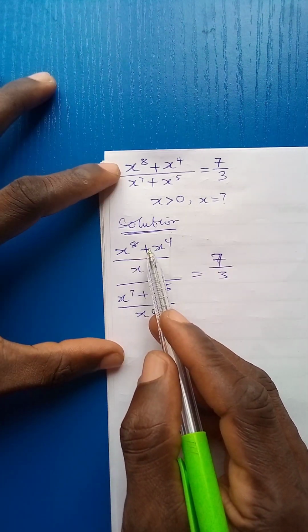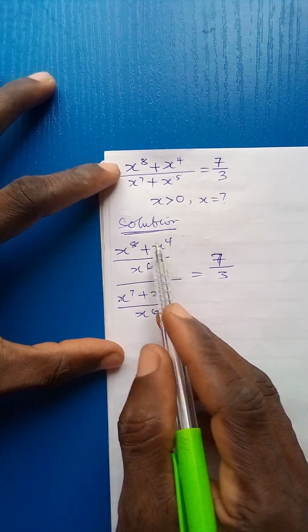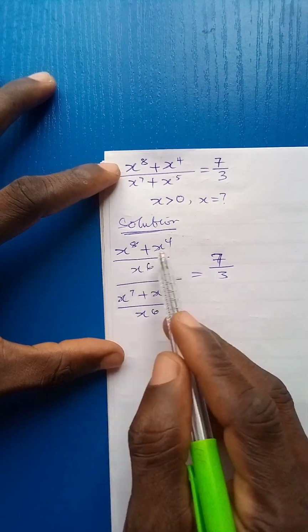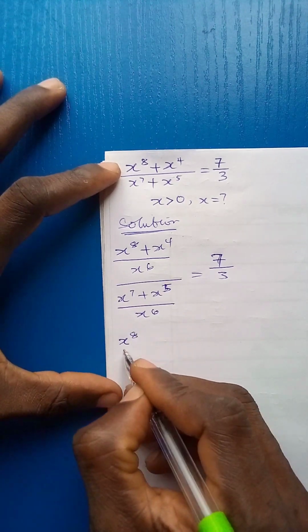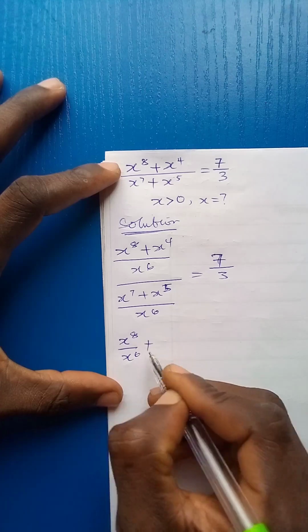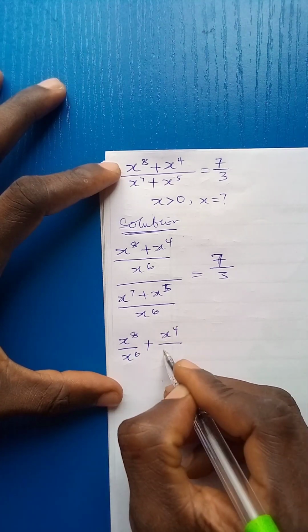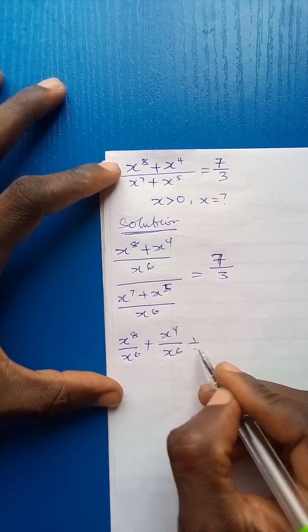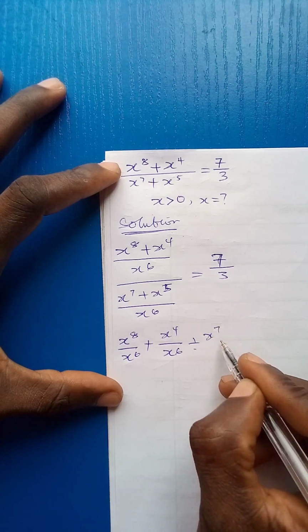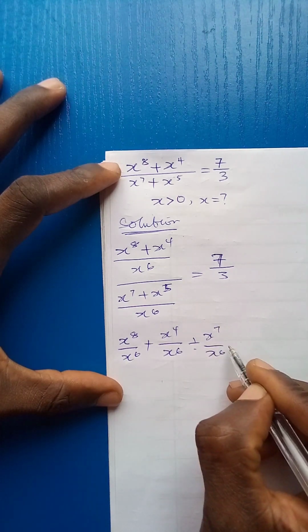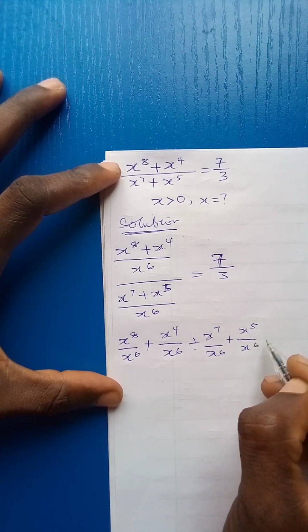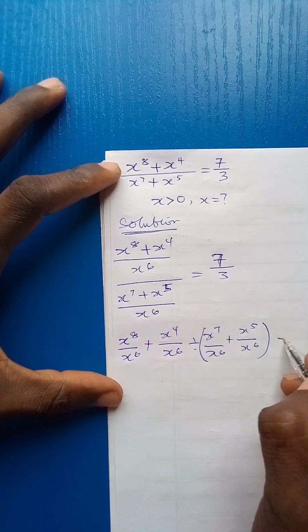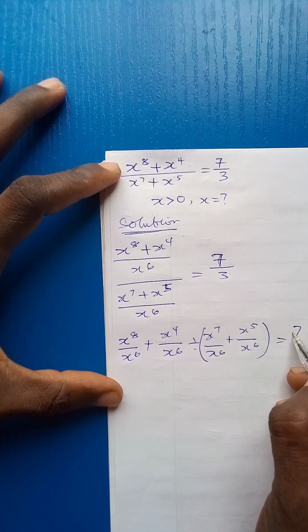Now I'm going to turn these single fractions as numerator and denominator into two separate fractions. Now it becomes x to power 8 over x to power 6 plus x to power 4 over x to power 6 divided by x to power 7 over x to power 6 plus x to power 5 over x to power 6. Let's put this one in a bracket, is equal to 7 over 3.